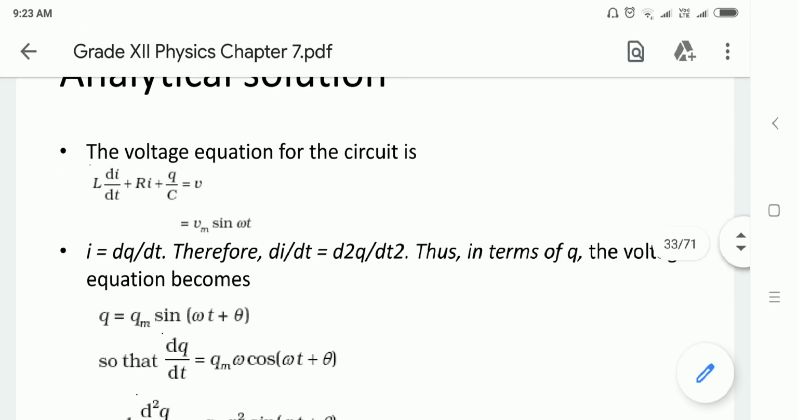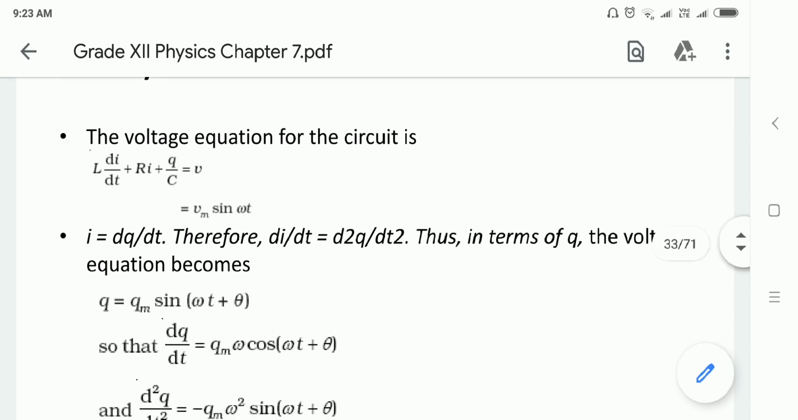So in the given equation, wherever I is there, replace it with dQ by dt. And wherever dI by dt is there, we need to differentiate Q, that is, I should be differentiated. So that term would be d square Q by dt square. And wherever Q is there, Q equals Qm sin omega t plus theta.